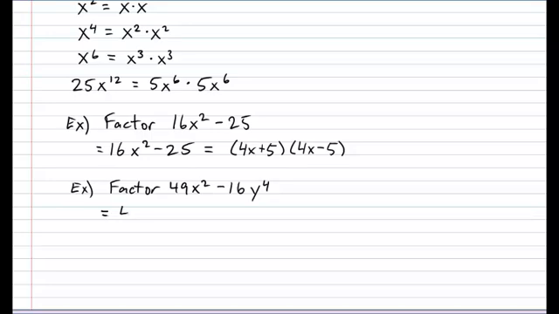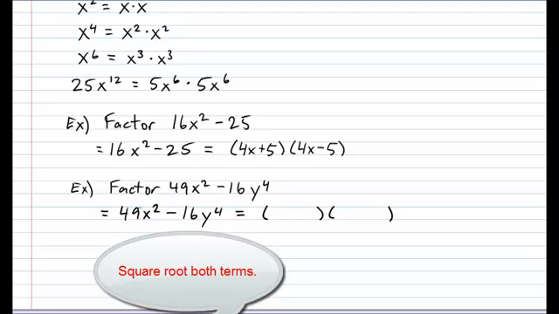49x squared minus 16y to the 4 equals, again, I usually put the two brackets first, and let's fill in the two brackets. The square root of 49x squared is 7x, and the square root of 16y to the 4 is 4y squared. And then put a plus in one of the brackets and a minus in the other one. Done.